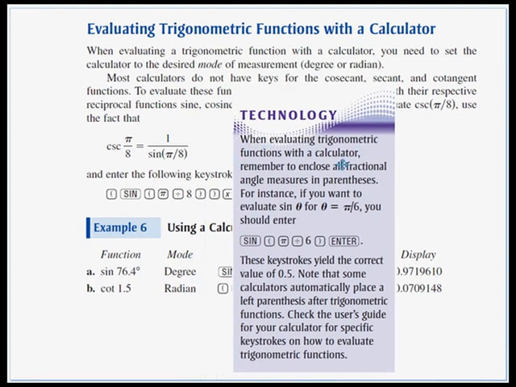When evaluating trig functions with a calculator, remember to enclose all fractional angle measures in parentheses. For instance, if you want to evaluate sine of theta, for theta is pi over 6, this pi divided by 6, we want to make sure we give it its own grouping symbols. We want parentheses around the pi over 6. So on our calculators, you'd do parenthesis, pi divided by 6, equals, and then hit the sine key to evaluate that angle measure. The keystrokes yield the correct value of 0.5. Note that some calculators automatically place a left parenthesis after a trig function. Check the user's guide for specific keystrokes you want to use.